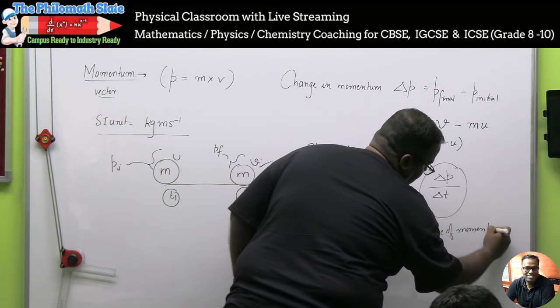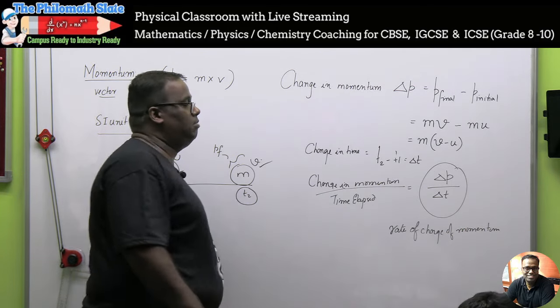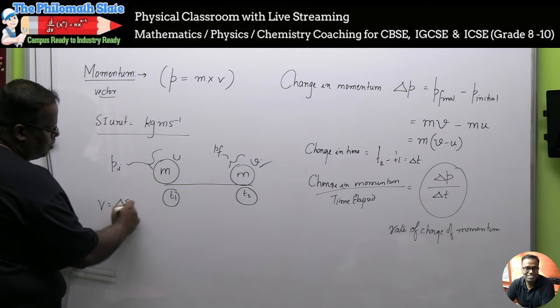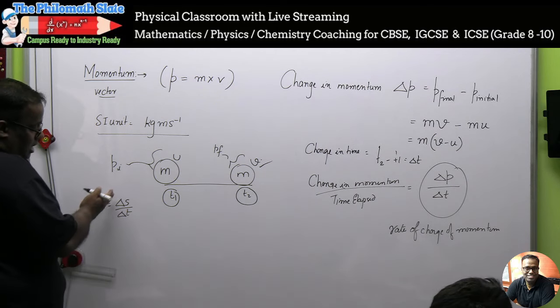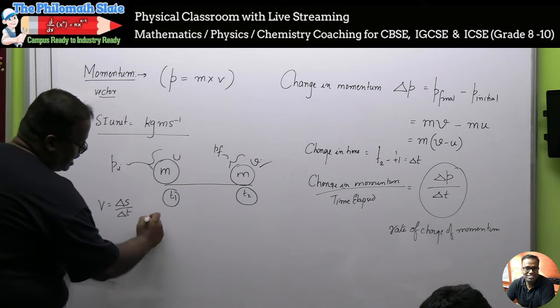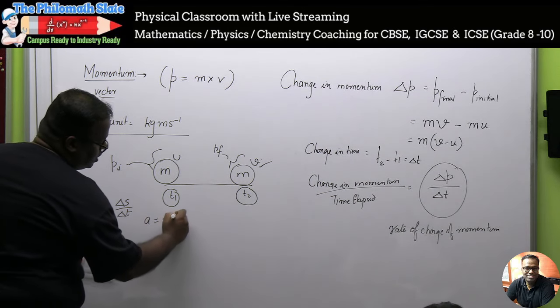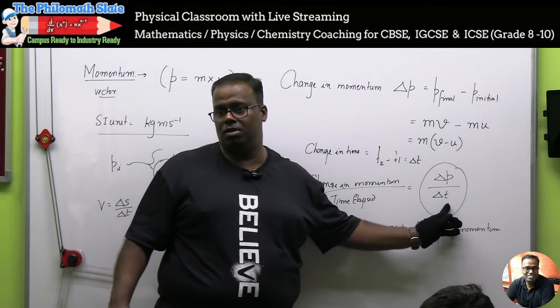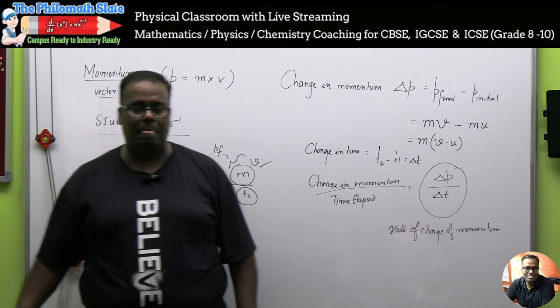Beta, whenever a change is compared over change in time, it is called rate of change. If you are having a little bit of confusion, just think, what is velocity? Rate of change of displacement. What is acceleration? Rate of change of velocity. So this is rate of change of momentum. Have you understood? Rate of change of momentum.